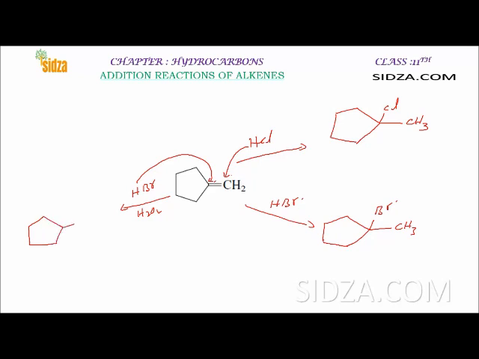It is the CH2, and the bromine will be here and the hydrogen will be here. This is the anti-Markovnikov's addition, and this one is Markovnikov's addition. This one again is Markovnikov's addition.